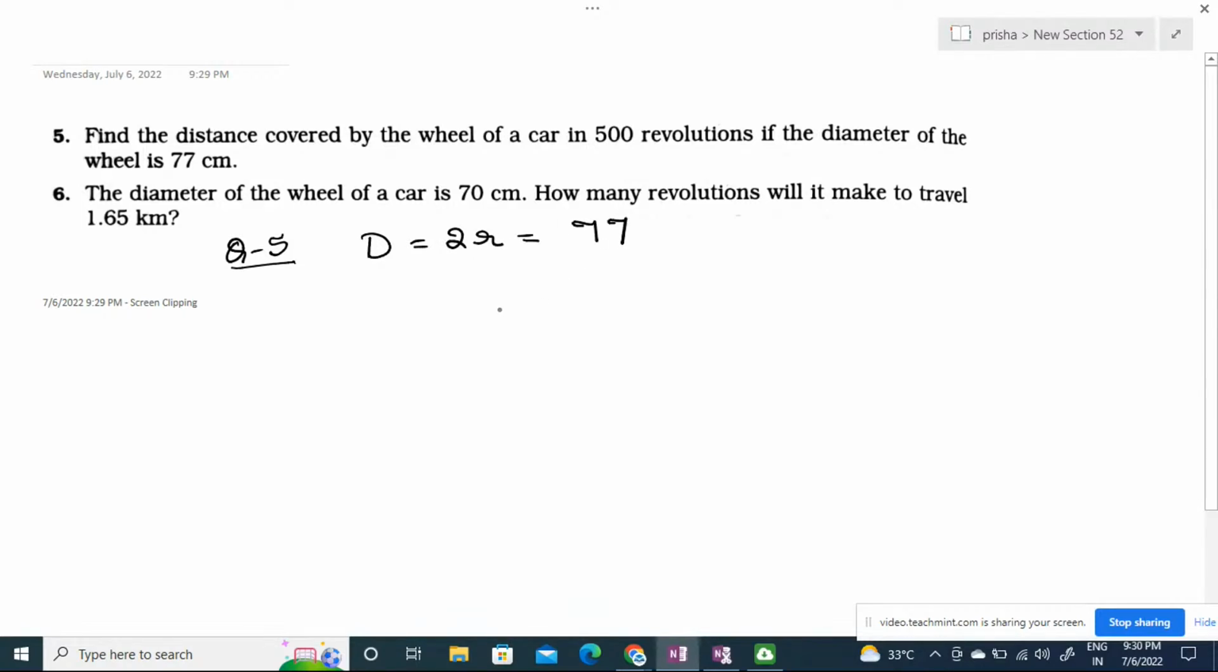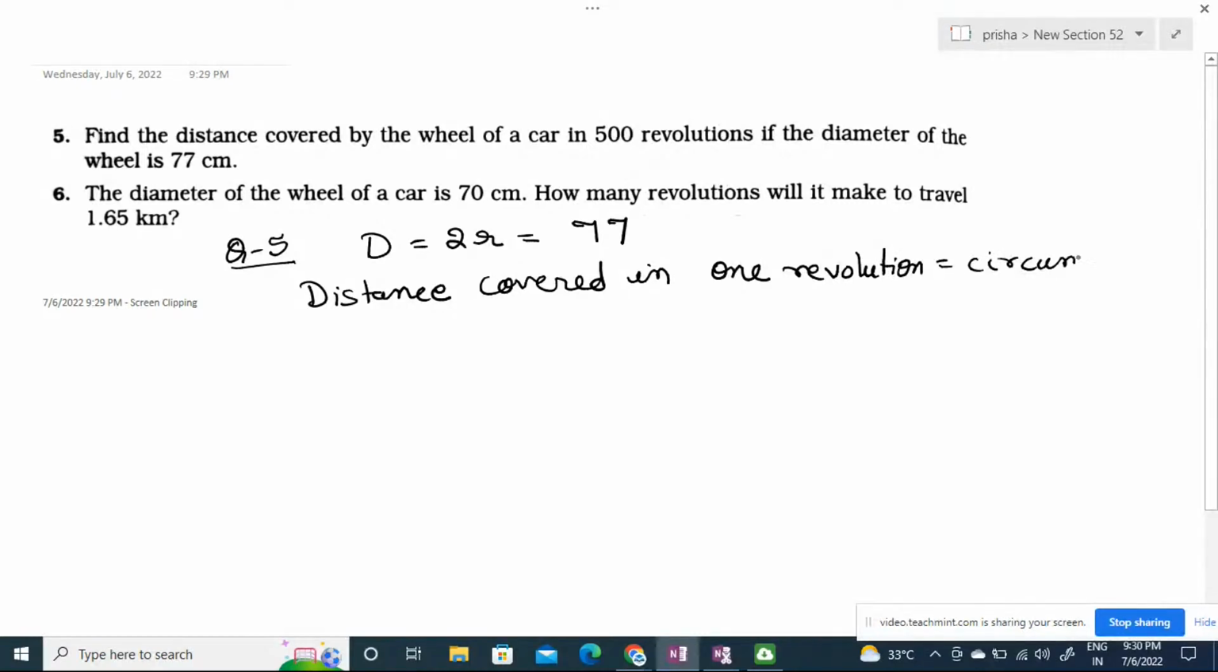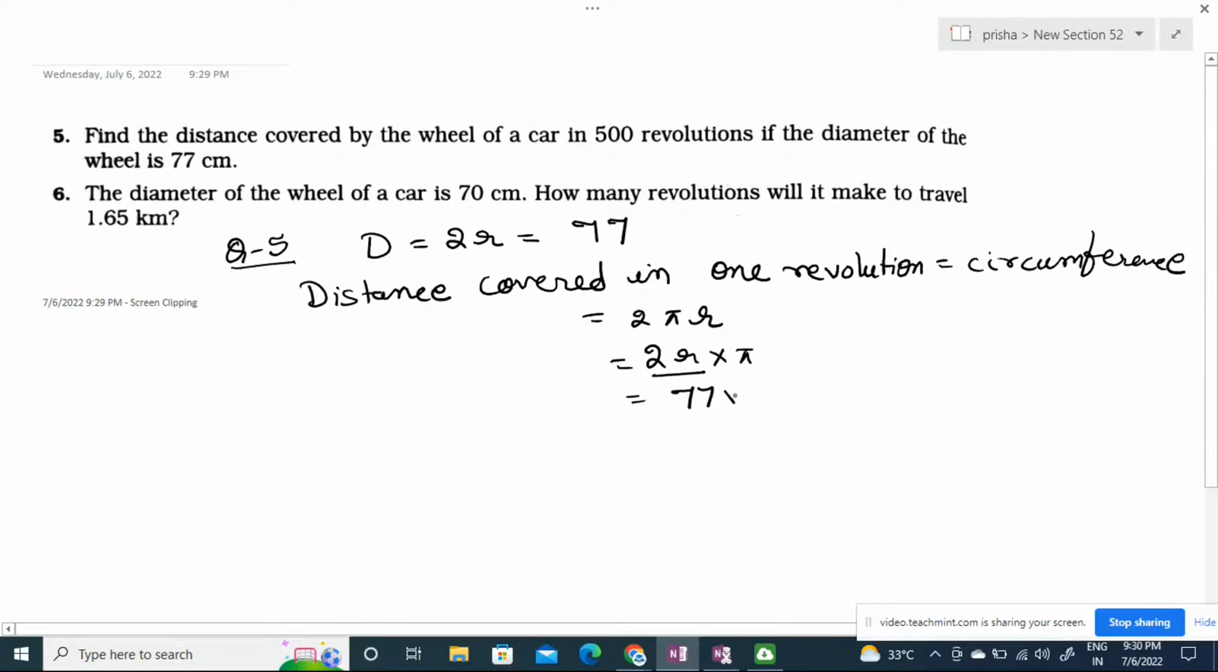Now, distance covered in one rotation, and then we'll multiply it by 500. Distance covered in one revolution, one rotation, is equal to the circumference of the circle. That means 2 pi r, which is equal to 2r into pi. We can write it in this way. So in place of 2r, we can write 77. In place of pi, we can write 22 by 7. 22 can be cut by 7, that means cancel. 11 into 22.